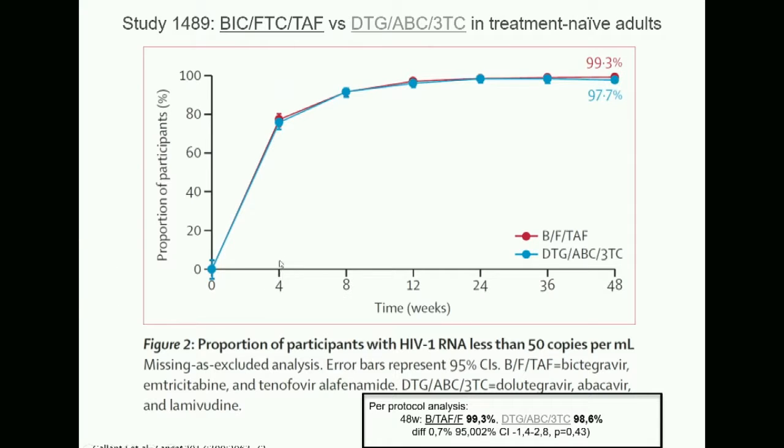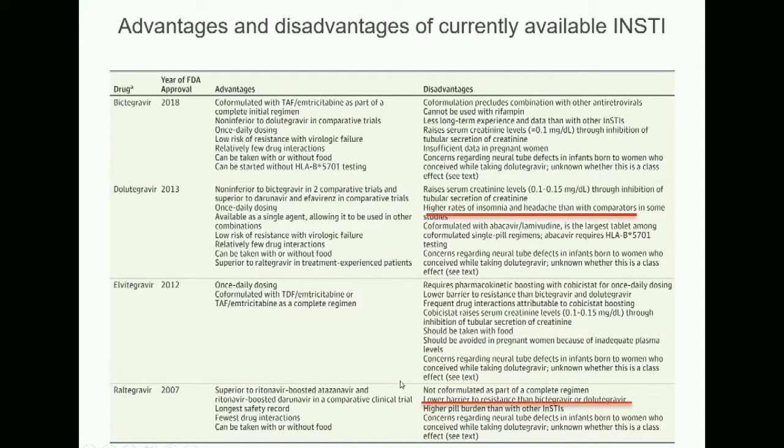Even after 4 weeks, it's 80% successful. That means 80% are undetectable, including persons that had high viral loads, over 100,000 copies, etc. So very powerful drugs. And as I said, bictegravir is not inferior to dolutegravir. It's once-daily dosing. It has a high genetic barrier, very important, I'll tell you later. It has relatively few DDIs, and can be taken with food or without.